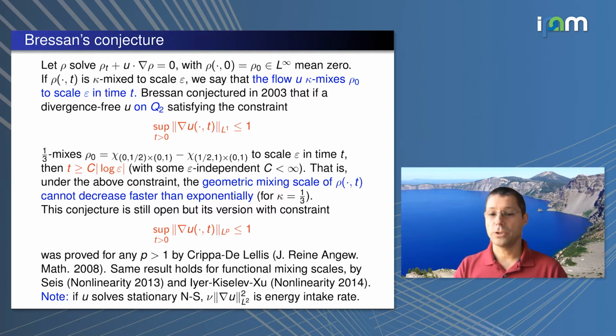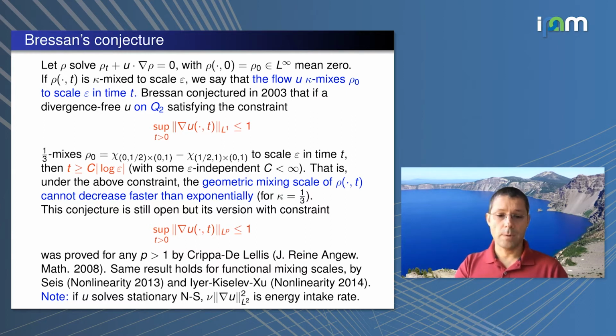He talked about the geometric mixing scale, but of course you can state it similarly for the functional mixing scale. So you cannot mix better than exponentially. That's the conjecture, and it is still open. But if you replace the constraint, instead of L1, by an L^p norm for any p greater than 1, then this was resolved 5 years later by Crippa and De Lellis, who indeed show that the conjecture holds. This was for the geometric mixing scale, and then you can use that result to translate it into the functional mixing scale result, which was done by Seis and by Iyer, Kiselev, and Xu a few years later.